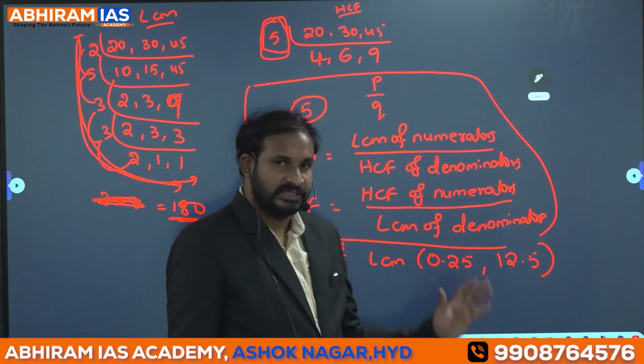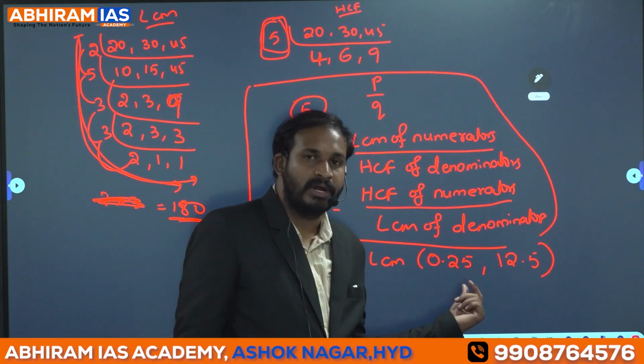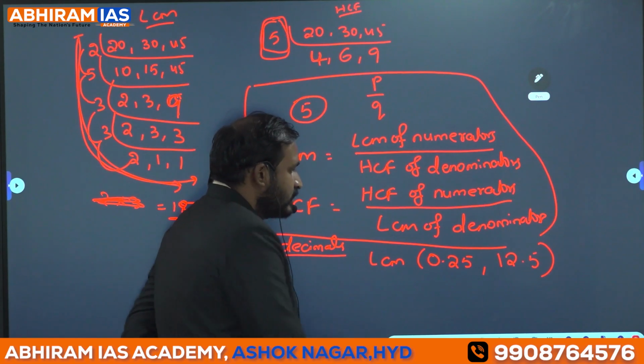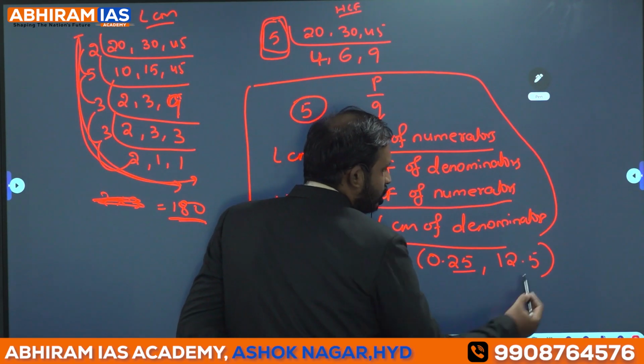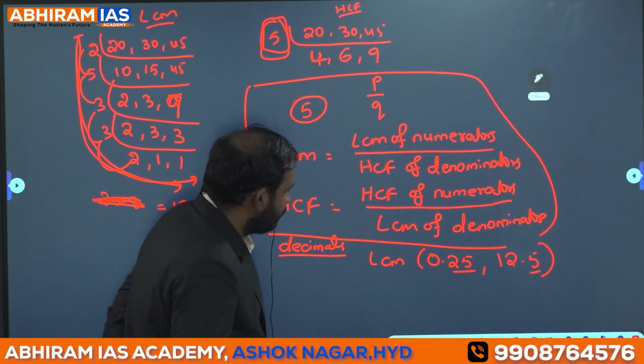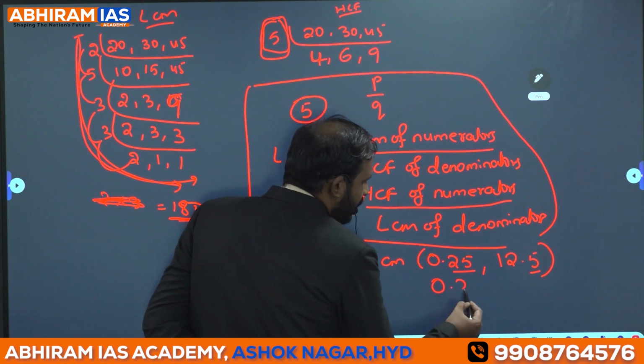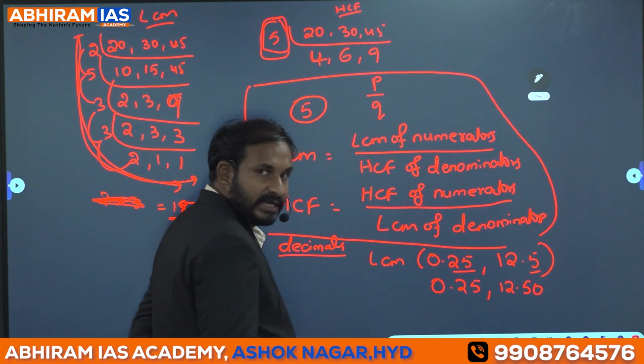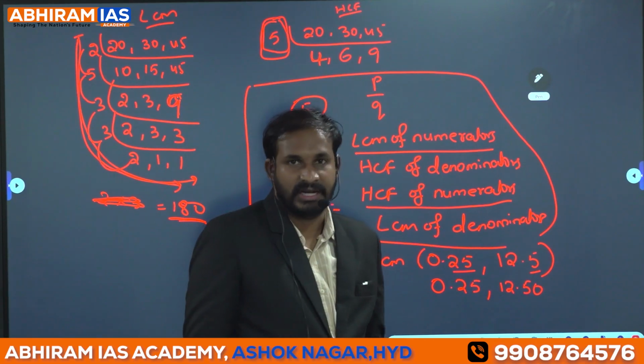Before removing the zeros, try to equal the decimal points in both the numbers, or whatever may be the number of numbers. So here it is 0.25. After the decimal I have 2 digits, here I have 1, right? So intentionally I will write this as 0.25 and 12.50. I can write that, right? Yes, I can add any number of zeros to the right side.